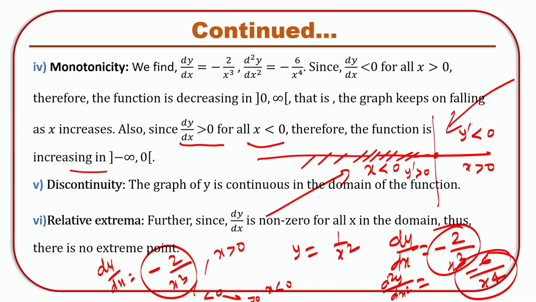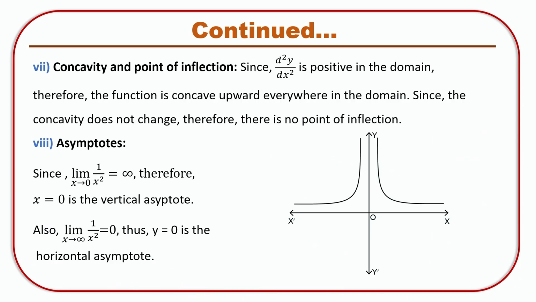Discontinuity: the graph of y is continuous in the domain of the function, that means it is continuous in R minus {0}, right. And relative extrema: dy/dx is non-zero for all x in the domain. See here, minus 2/x³, you cannot find a zero here, because the function is not defined at x equal to 0. Therefore, there is no extremum point.